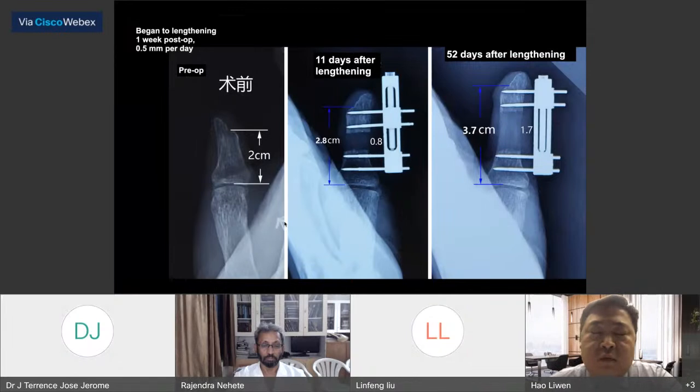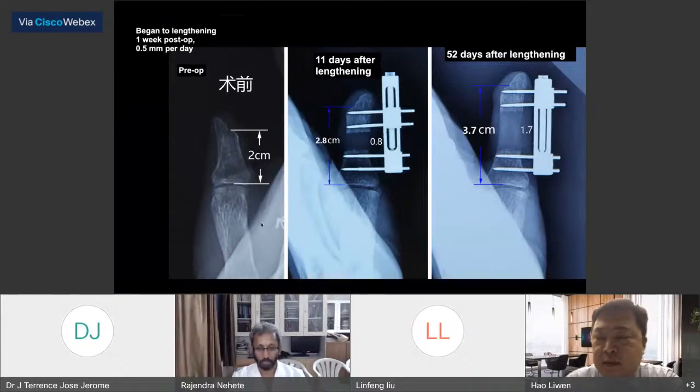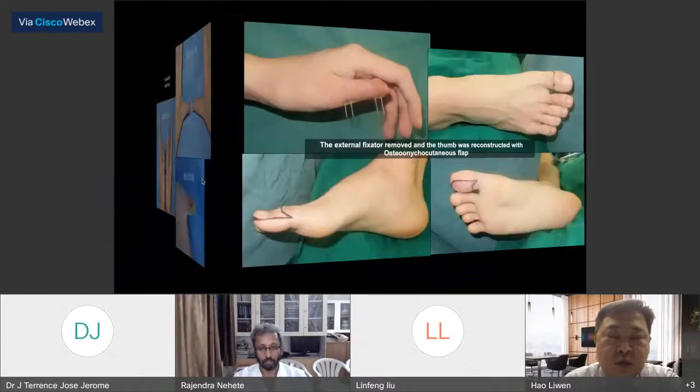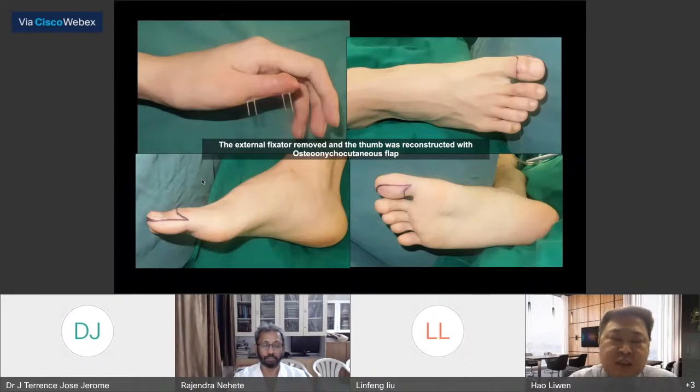1 week post-operation, we began to lengthen the thumb half a millimeter per day, and about 52 days later, the length of the thumb was okay. 11 weeks post operation, we removed the external fixator, and we harvested a free wraparound flap from the great toe.